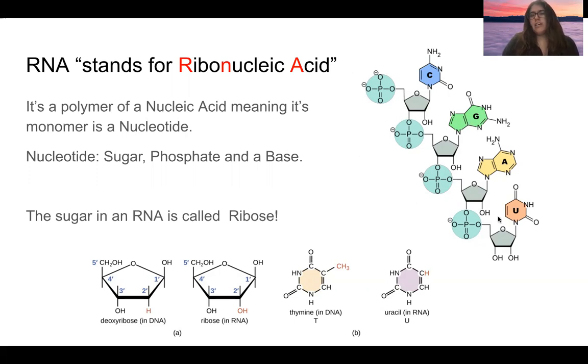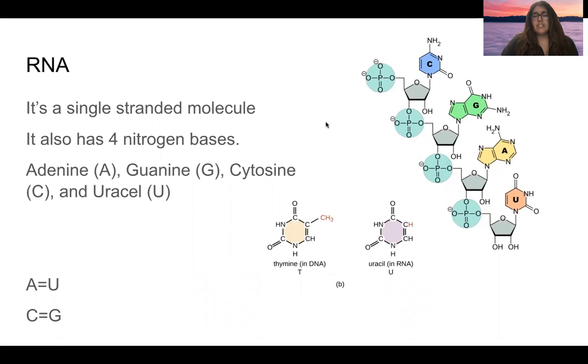So over here to the side is a picture of our RNA strand. You have a phosphate, sugar, and a base. You'll notice that RNA also has 4 bases, but there's one that's slightly different. So let's go a little bit more into depth about that. RNA is a single-stranded molecule, so it will only have one strand of nucleotides put together. It also has the 4 nitrogen bases that I was talking about: adenine, guanine, cytosine, and uracil.